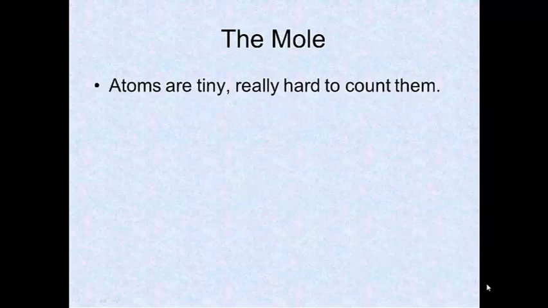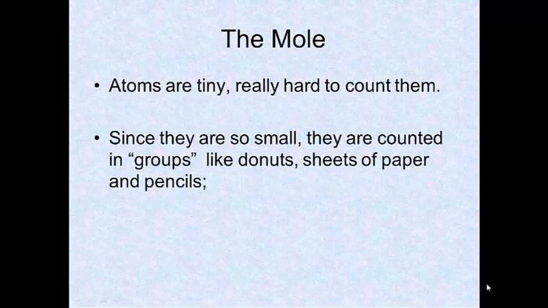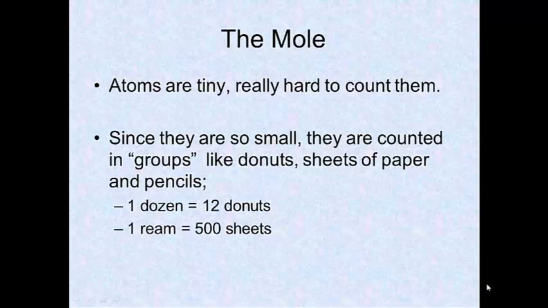Because atoms are so very tiny and they are really hard to count, the scientists had to come up with a different method of counting them. So they're counted in groups, like donuts and sheets of paper and pencils. For example, if I told you I had a dozen donuts, you'd know that there are 12 donuts in the box. If I told you I had a ream of paper, then you would assume there are 500 sheets. If I had a gross of pencils, you would assume there are 144 pencils in my gross.